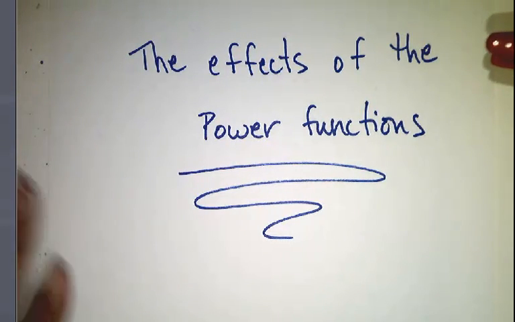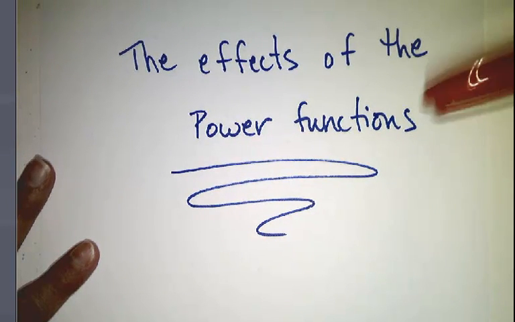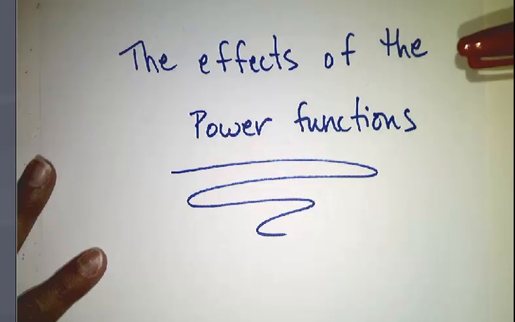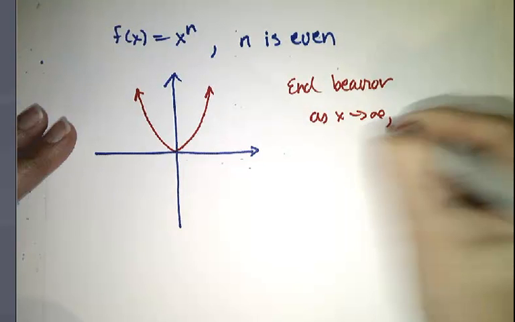Let's look to see about the effects of the power functions. In your last videos, we defined the power functions and we looked at the sketches of the power functions given the integer powers, whether they were even or odd. So let's review what we have already learned. So if f of x equals x to the n and n is even, then we know that the function will take on a shape similar to this.